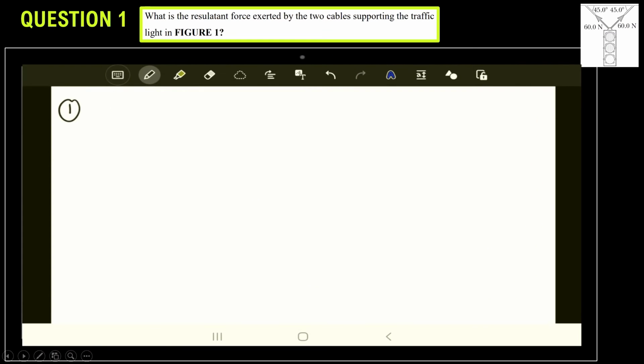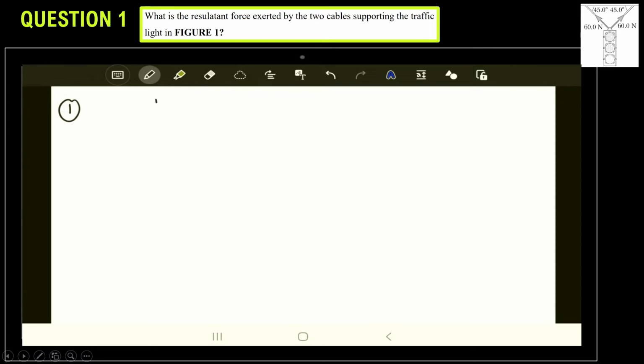Alright, so let's start question number 1. Here we have two cables, cable 1 and cable 2, where the tension in cable 1 is 60 Newton and cable 2 also 60 Newton. Now we want to calculate the resultant force exerted by these two cables to support the traffic light. So let's draw the free body diagram first.